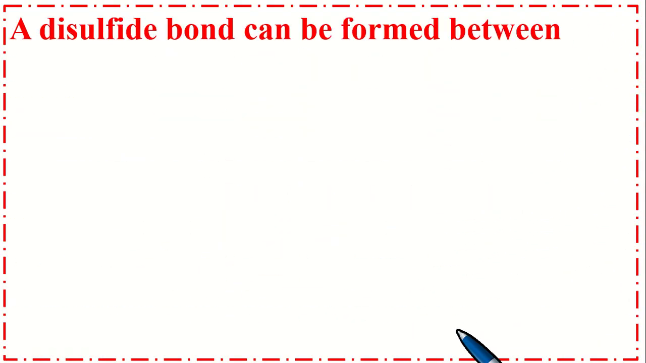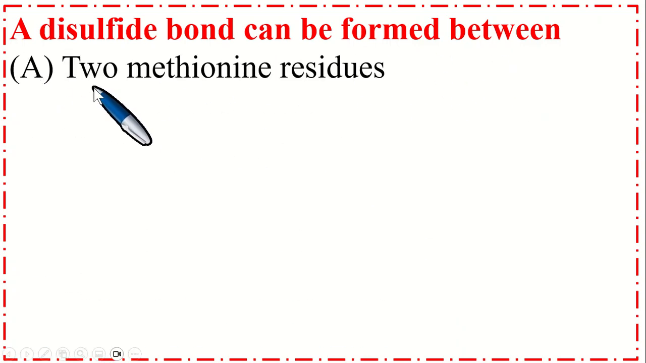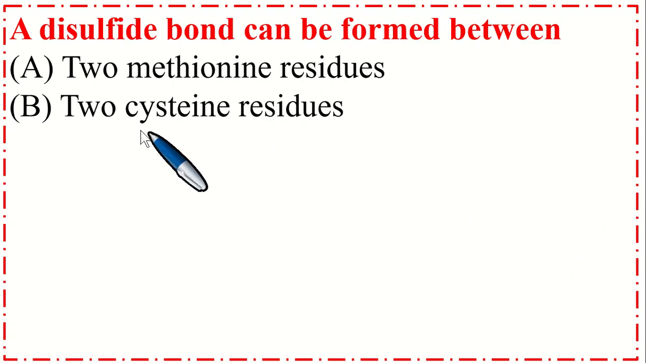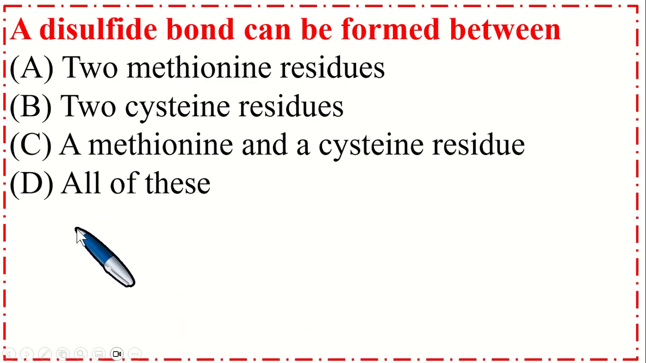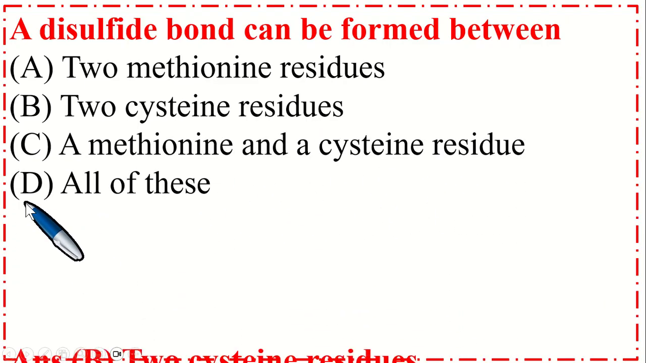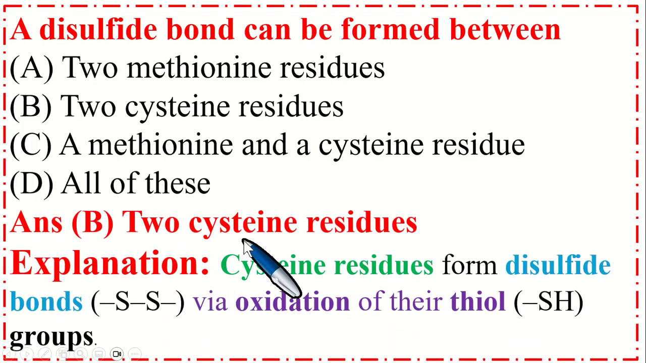Dear students, this is very important MCQs. A disulfide bond can be formed between option A two methionine residues, option B two cysteine residues, option C a methionine and cysteine residue, and option D all of these. So the correct option is B two cysteine residues. Cysteine residues form disulfide bonds via oxidation of their thiol groups.